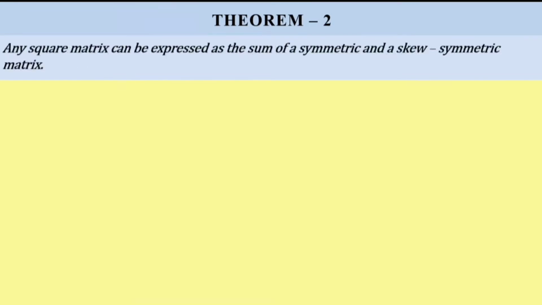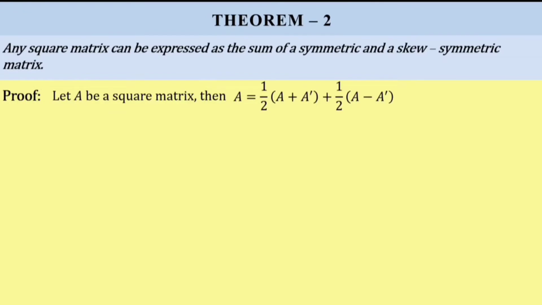The second theorem states that any square matrix can be expressed as the sum of a symmetric and a skew symmetric matrix. The proof follows like this. Take a square matrix A. Then a square matrix can be expressed as half into A plus A dash plus half into A minus A dash. If we solve this, you can get back A.